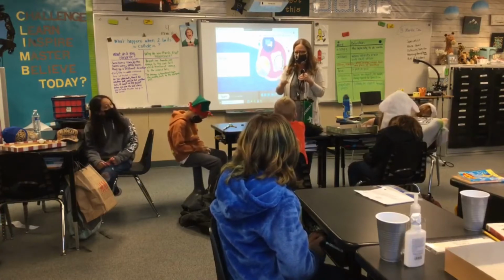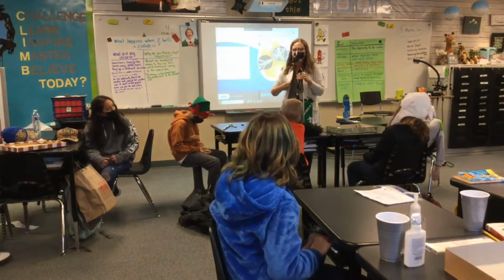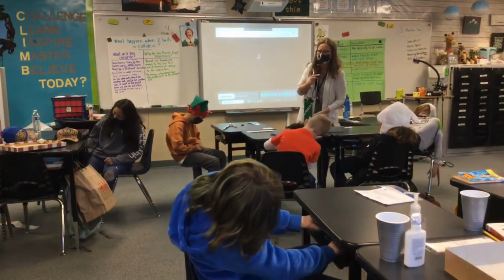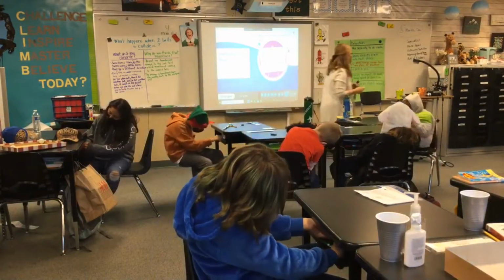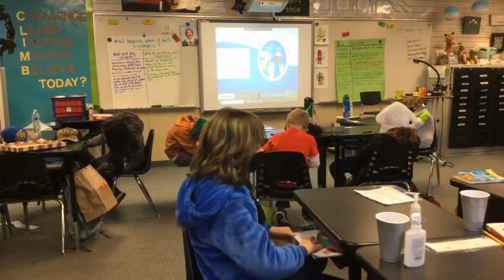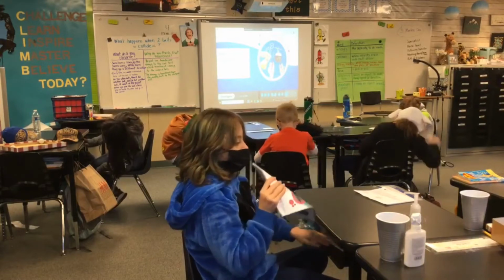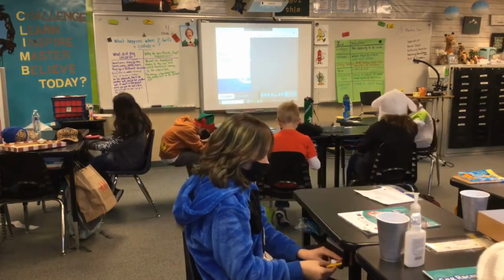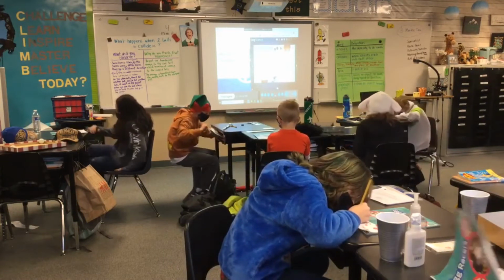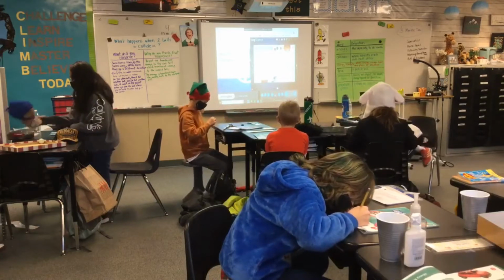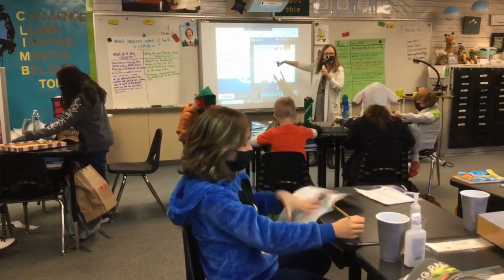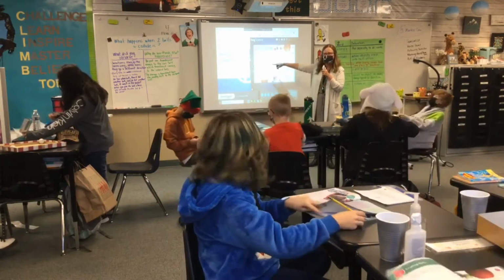We need to record this in our twig books. Can you please find your twig science book and a pencil and get those out for us? It looks like we want page 47. Right here is what your twig book pages look like.